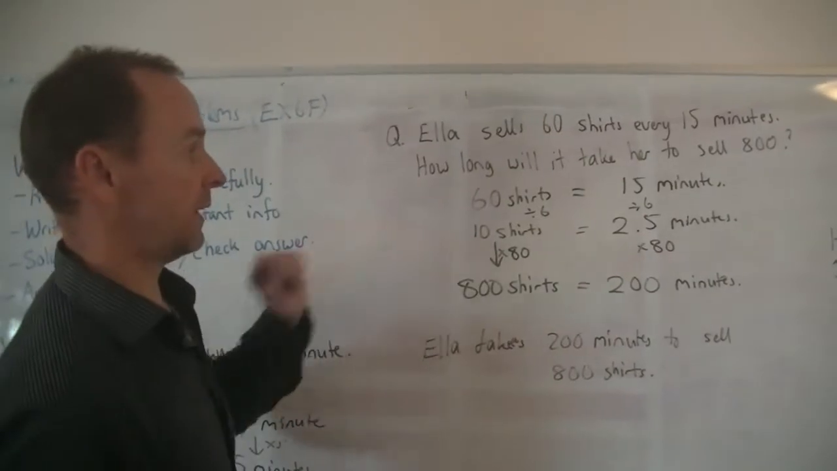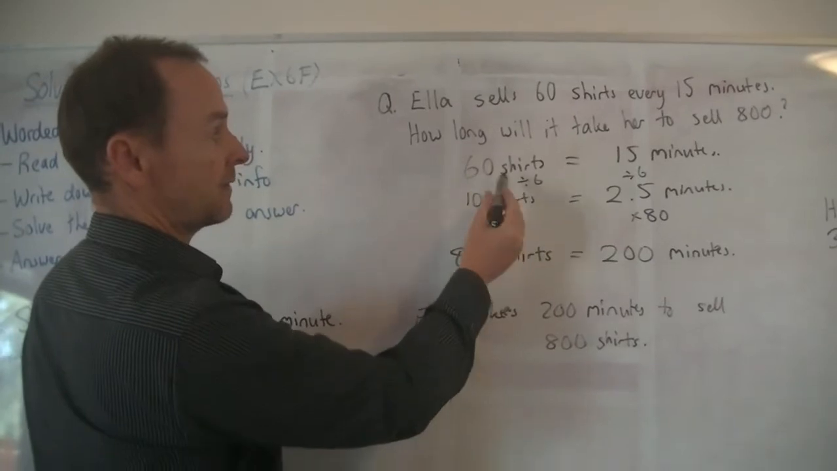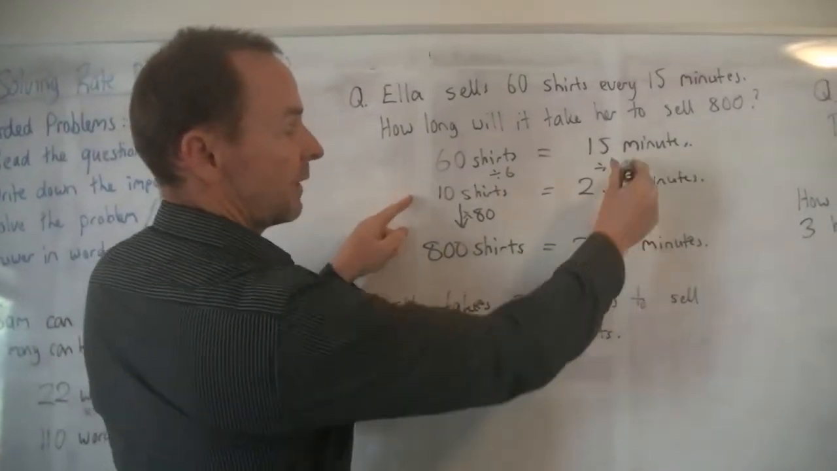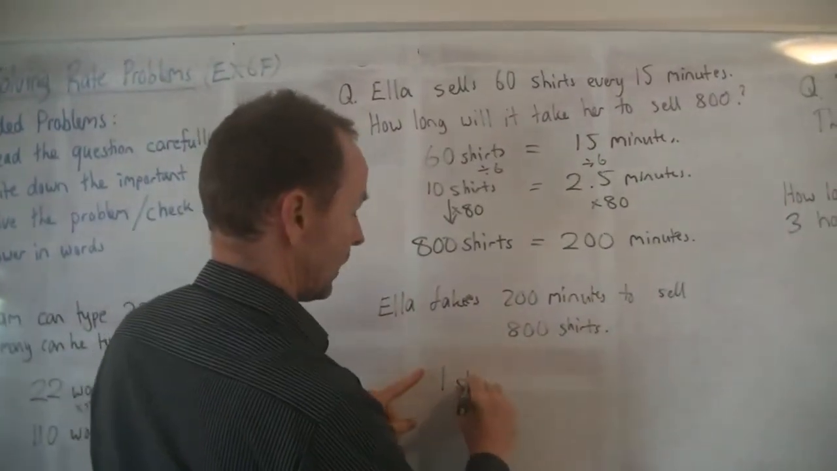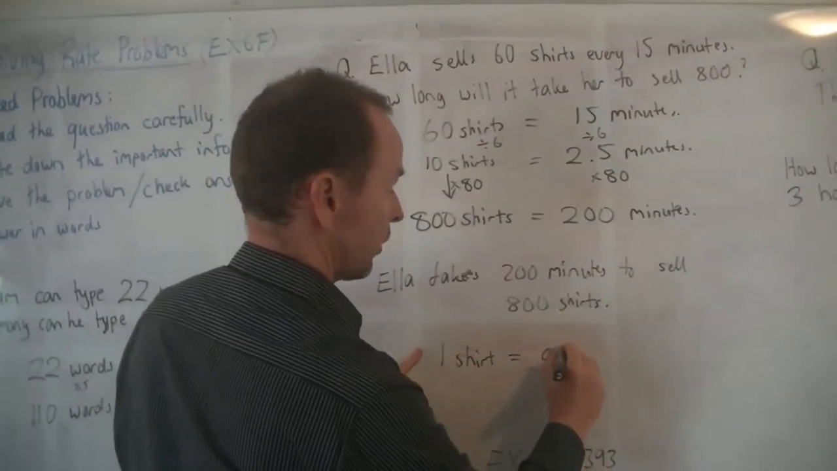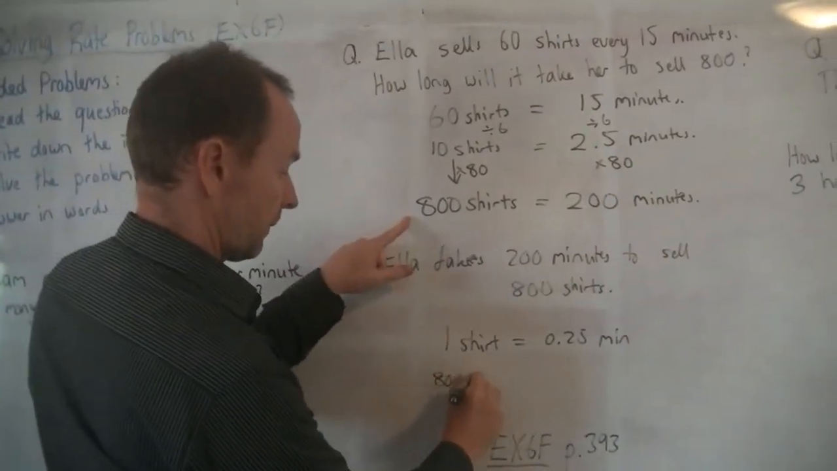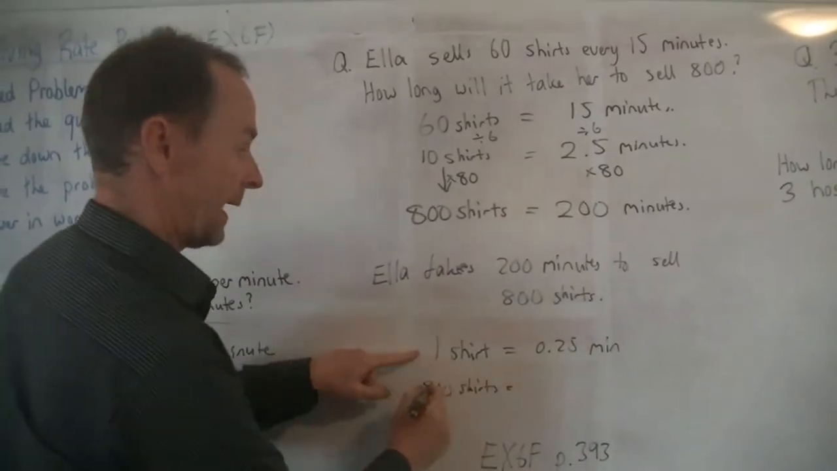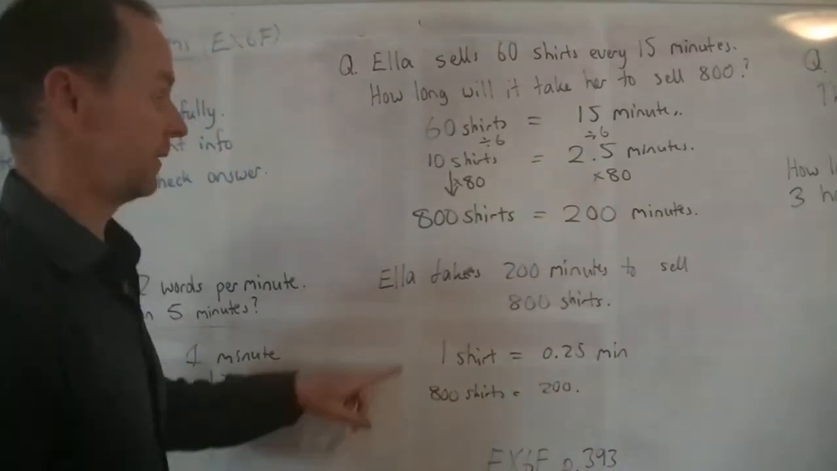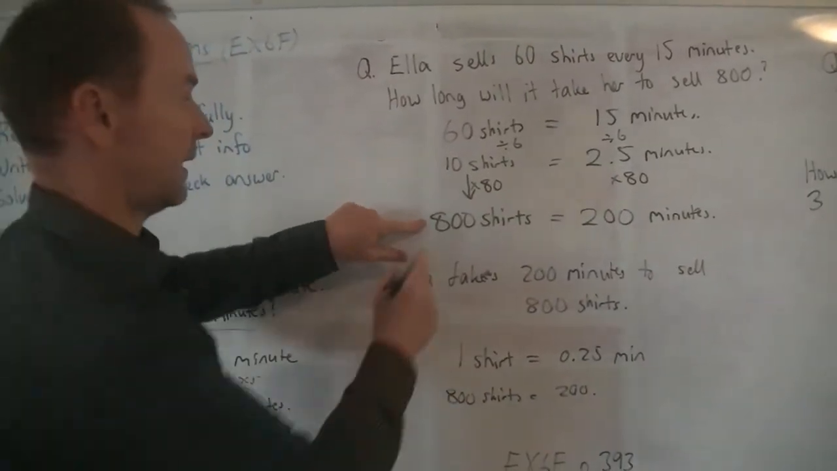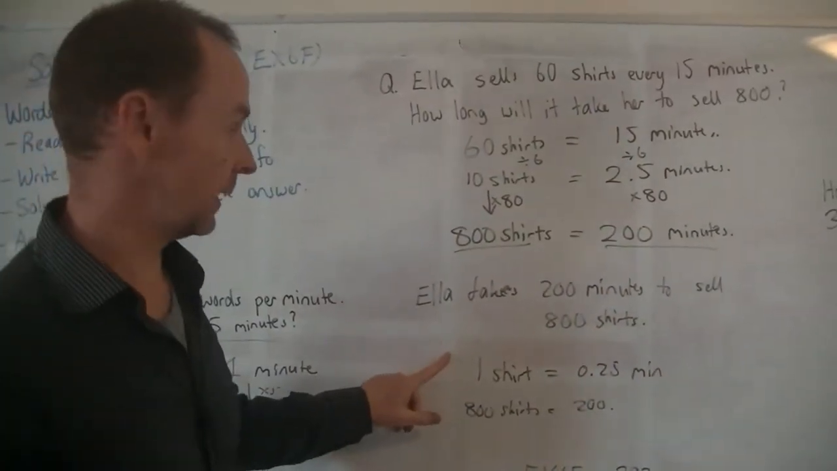Okay, hopefully that made sense. If you wanted to go back to one, like the unitary method, you could have divided that by 60 and divided that by 60. Then you get 0.25 and then you have 1 shirt. So you'd have here 1 shirt is equal to 0.25 of a minute. And then to get to 800 shirts, you'd multiply it by 800, use your calculator, and you'd still get the answer of 200 minutes. So it doesn't matter how you get to the answer in the end, as long as you show some steps and just do it logically.